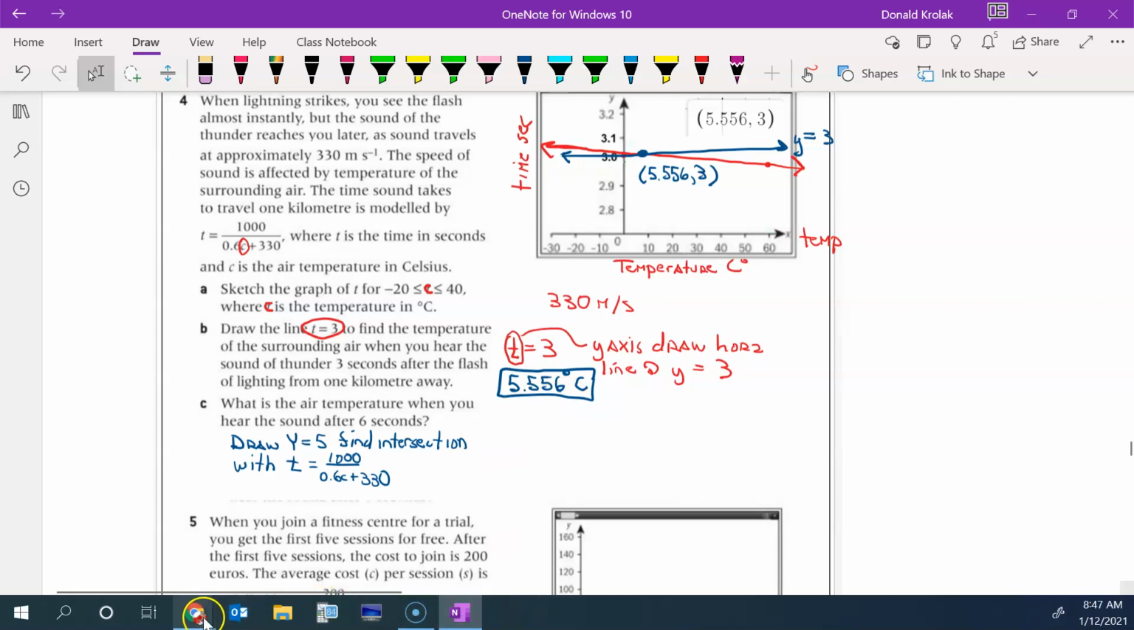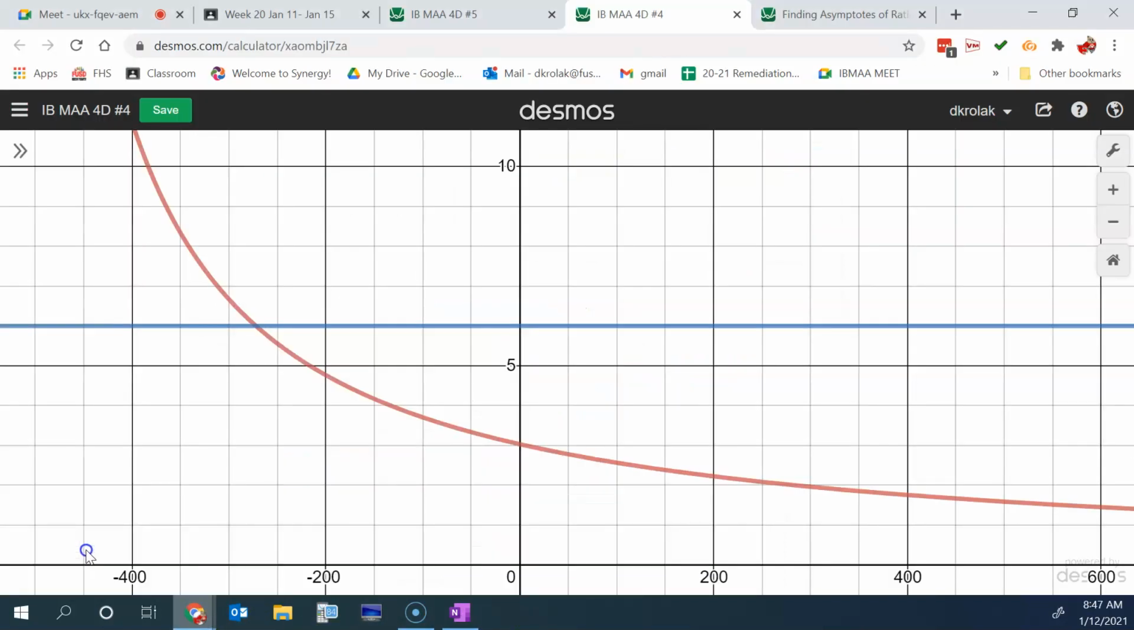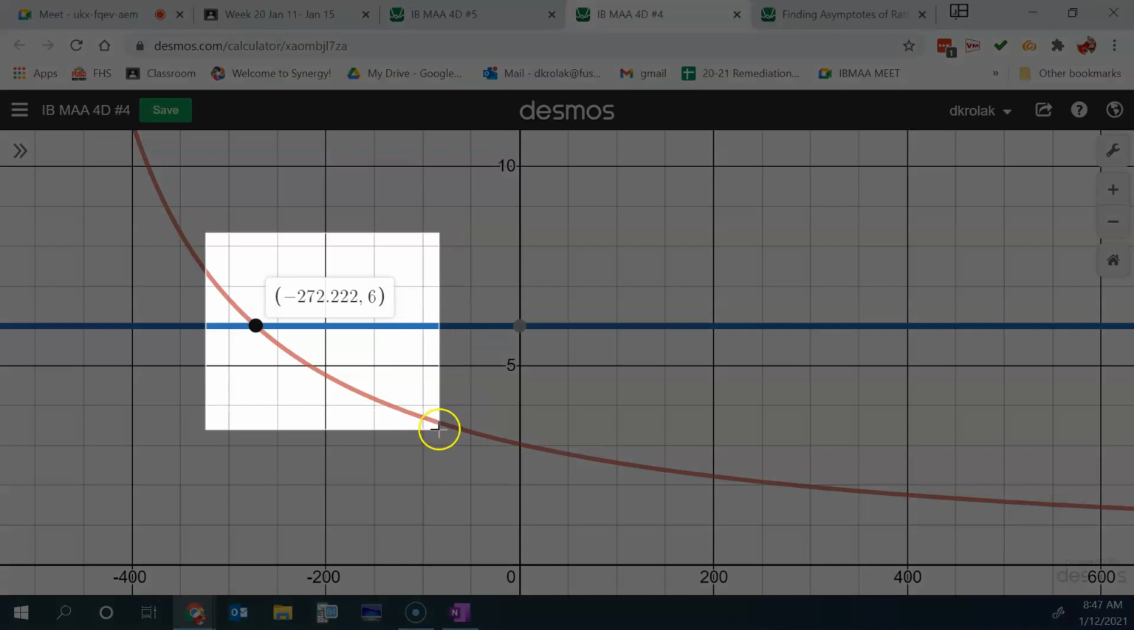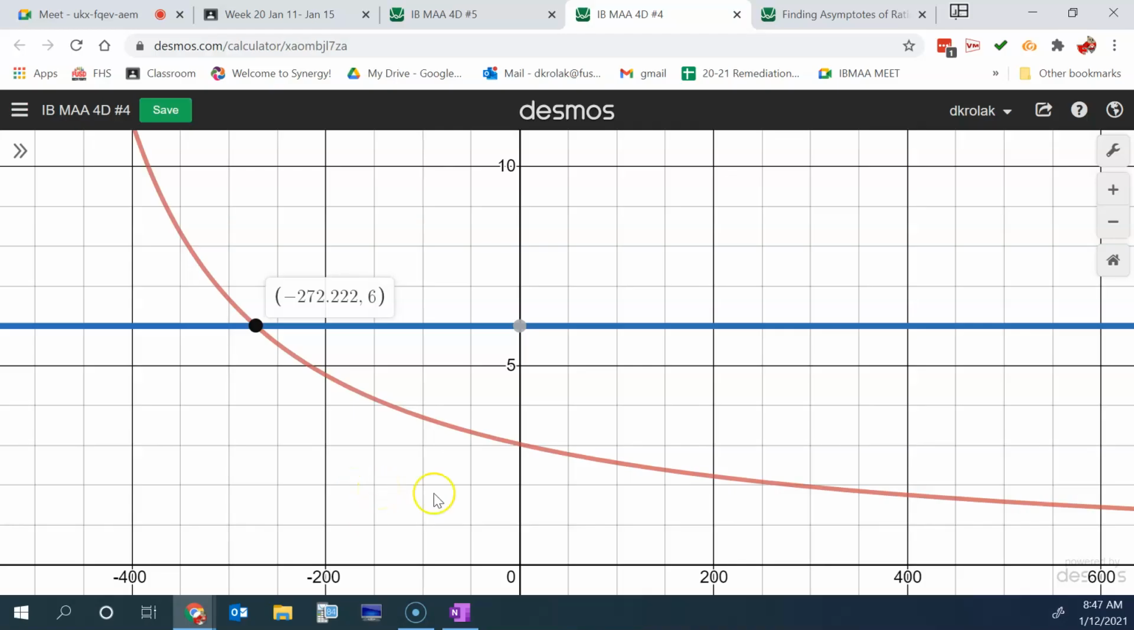But once I do that, then I just click right there. It would have to be negative 272.2 degrees Celsius for the speed to take 6 seconds to get there. So when it gets warmer, somebody said the speed gets faster, and that is true.